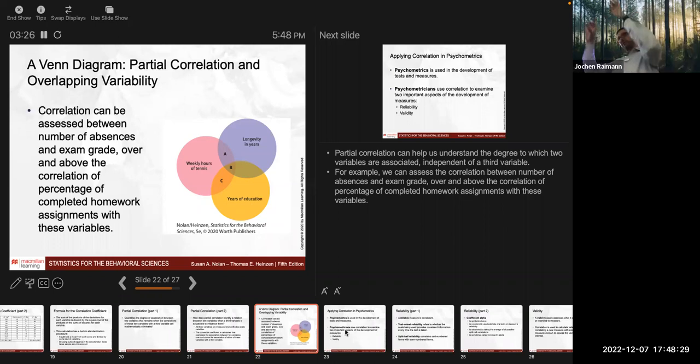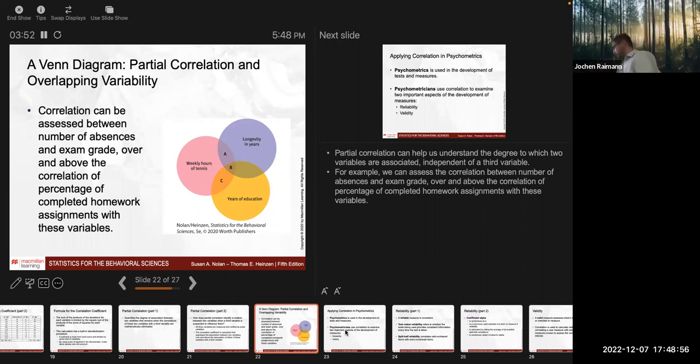So each of these three in total will build up an explanation of your actually completed homework. So this is what partial correlation essentially is. The overlapping variabilities are the associations between all three of them. Does that make sense? Any questions? It's kind of clear, right?